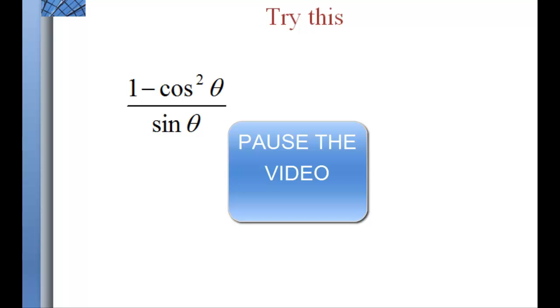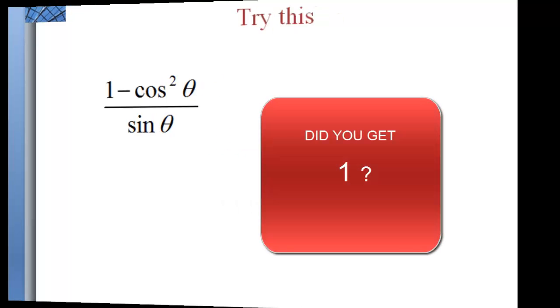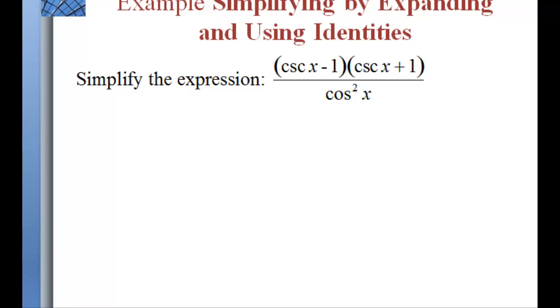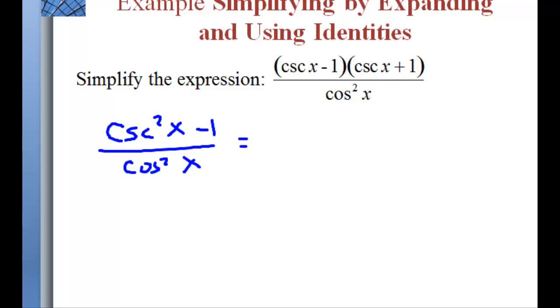1 minus cosine squared theta divided by sine theta. Simplify this one. We have a binomial times a binomial. So using FOIL, we'll get cosecant squared x, the middle terms will cancel out, minus 1 over cosine squared x. Cosecant squared x minus 1 was one of our identities. Cosecant squared x minus 1 is equal to cotangent squared of x over cosine squared of x.